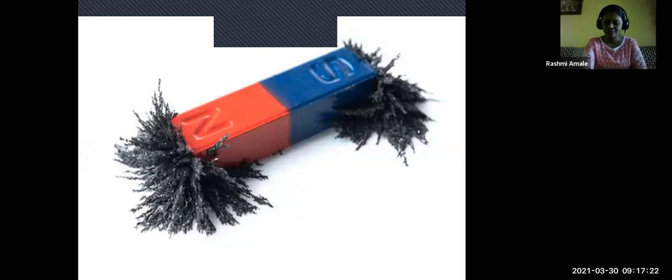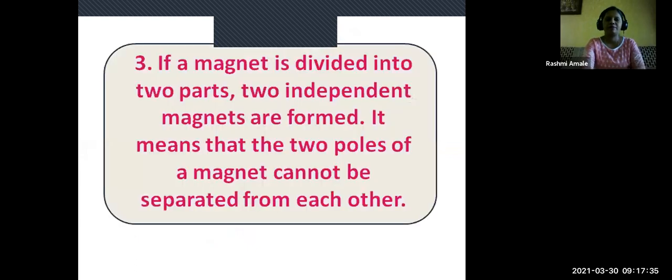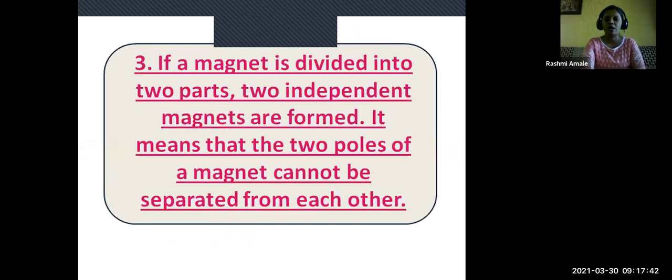What does it tell us? It tells us that the magnetic force is concentrated at the two ends or poles of a magnet. Okay. So this is the second characteristic of a magnet. Now the third one: if a magnet is divided into two parts, two independent magnets are formed. It means that the two poles of a magnet cannot be separated from each other.